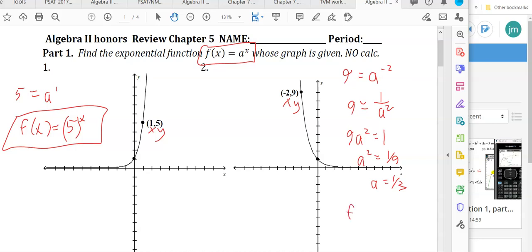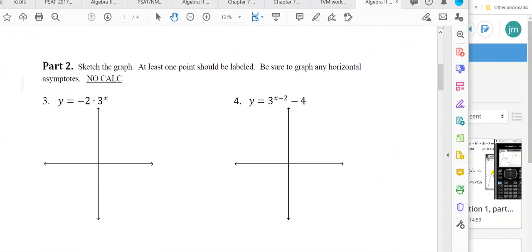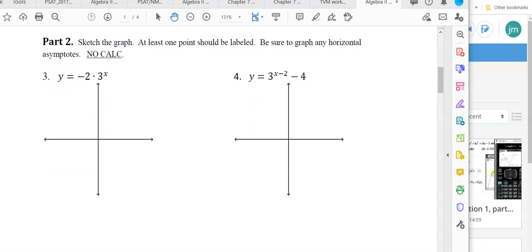And so it would be f of x equals 1/3, try to put that in parentheses, to the x. At least one point should be labeled. Be nice to label more than one.